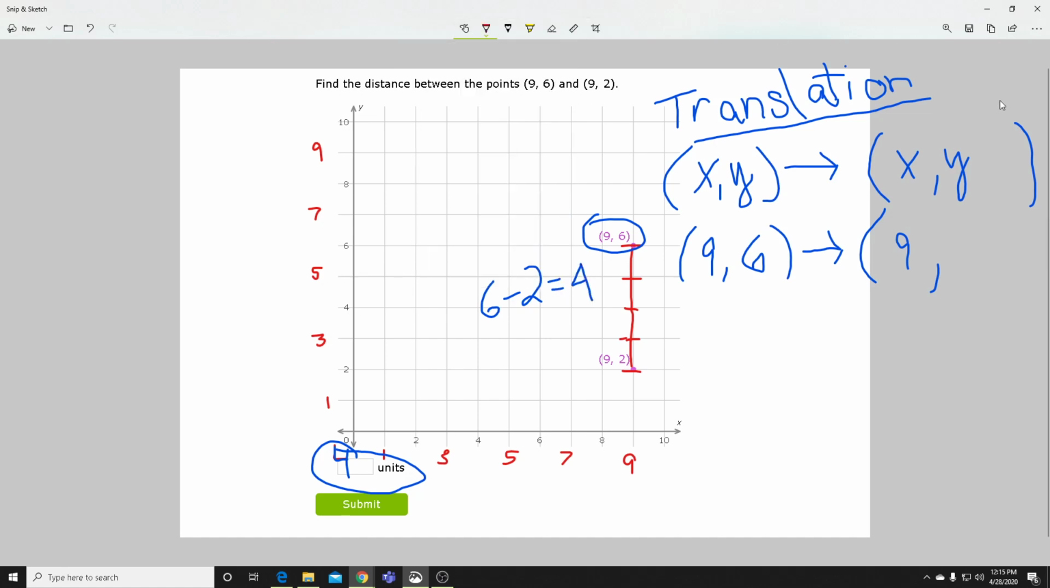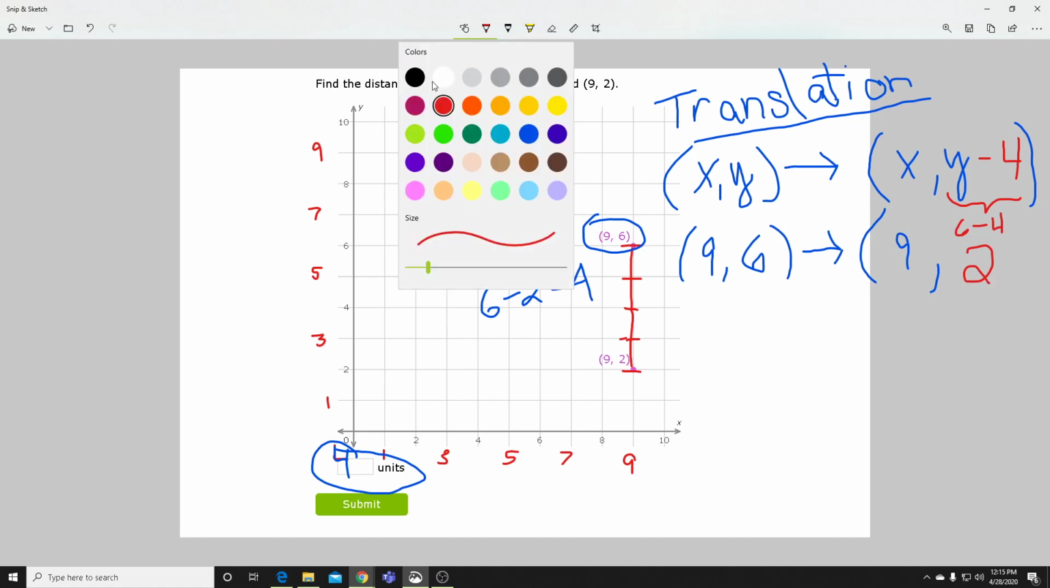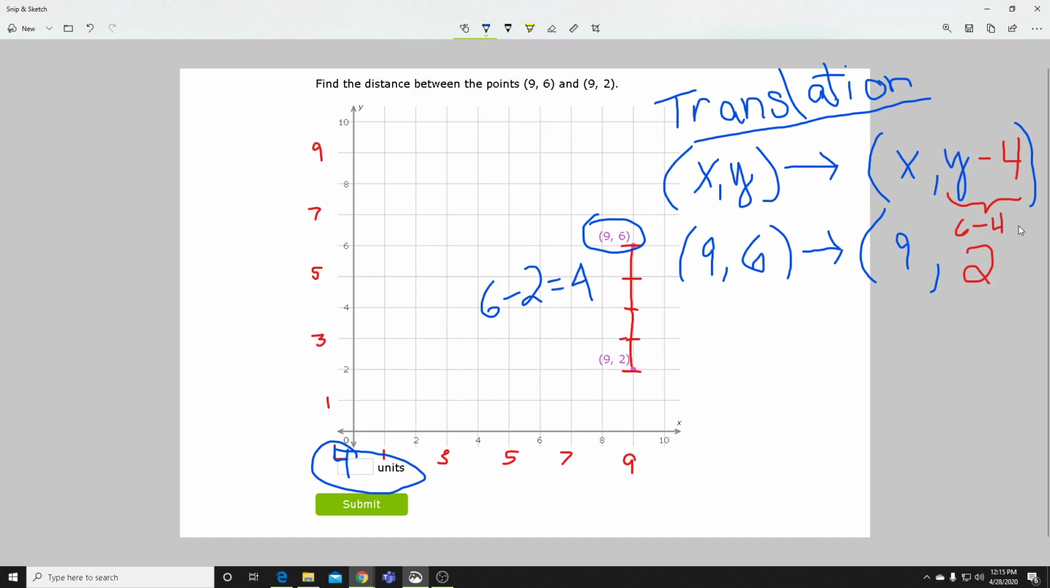So we subtracted 4 from our y. Well, 6 minus 4 is 2. So you see, it's the same coordinate, right? We see our translation was downwards by 4.